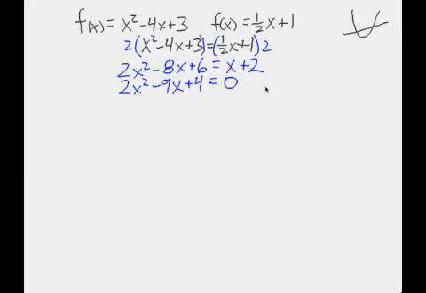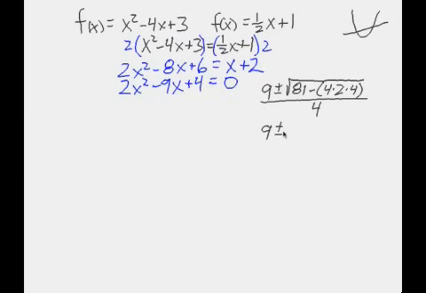All right, now I need to find the roots of this quadratic equation using my quadratic formula. So I've got b is 9, so I'm going to have 9 plus or minus square root of 9 squared, that's 81, minus 4 times a, which is 2, times c, which is 4, and this is all going to be divided by 2 times a, which is 4. So I've got 9 plus or minus. All right, 4 times 2 times 4 is 32. 81 minus 32 is 49. So plus or minus square root of 49 over 4.